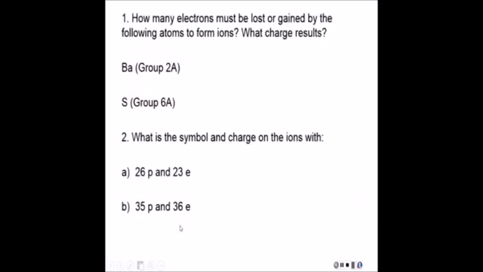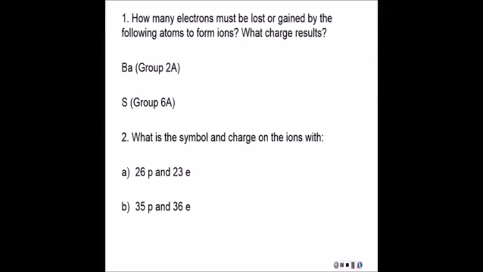All right, so let's stop here and see if you can answer these questions, then come back and check your results. How many electrons must be lost or gained by the following atoms to form ions, and what charge would result? We have barium, 2A, and sulfur, 6A. And the second question, what's the symbol and charge of the ions with the following electron and proton arrangement? 26 protons and 23 electrons, 35 protons and 36 electrons. You might want to pause the video at this point and answer those questions, and then come back and check your results.